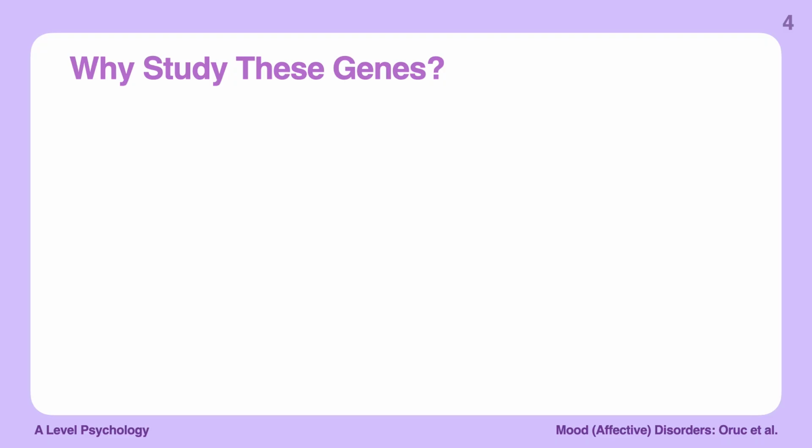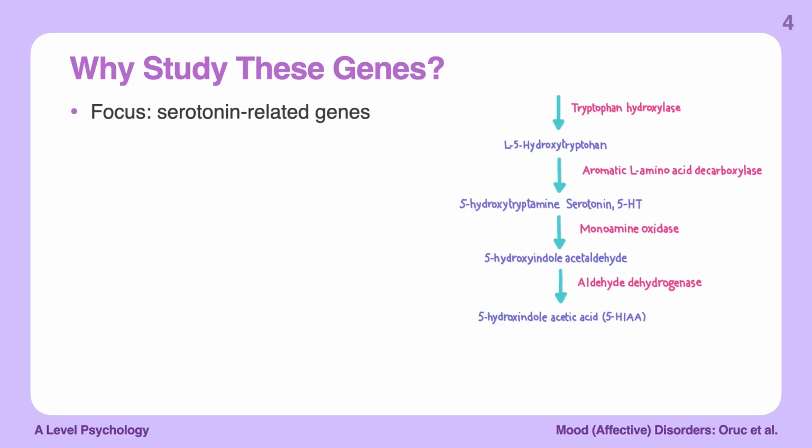But why did they choose to study these particular genes? The researchers didn't just pick random genes to study. They had a really good reason for focusing on serotonin-related genes. Remember from our previous lessons how serotonin is involved in mood regulation? Well, if serotonin problems contribute to mood disorders, then genes that control serotonin might be good candidates to study. It's like investigating the electrical system when your house lights keep flickering.